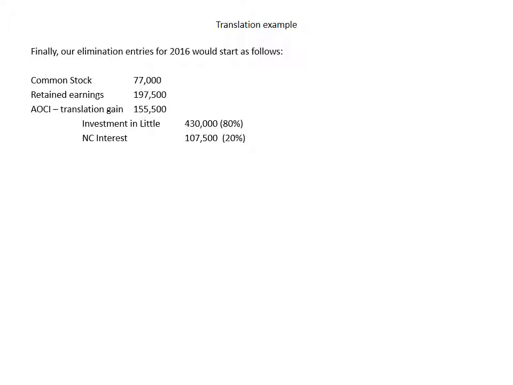And by doing this, what we're doing is we're assigning to or allocating to the non-controlling interest their 20% of that translation gain. We, the parent, have already recorded our 80% of that translation gain in our equity method entry previously. Again, once doing this, the balance of our elimination entries proceed just as they would have if this had been a domestic subsidiary. A for amortization, I for income, D for dividends, etc., etc.